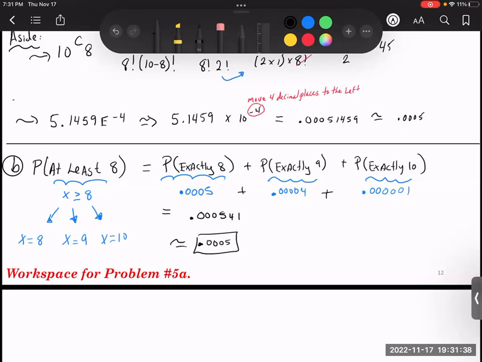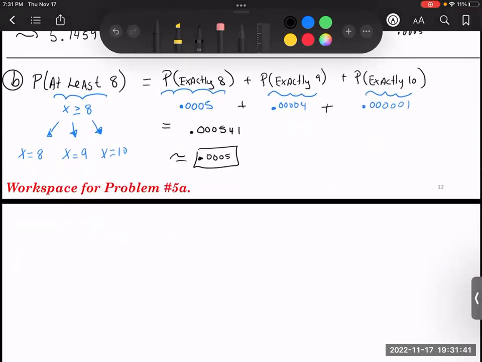All right, let's do part C. Part C is actually easier, but you just have to think about it.